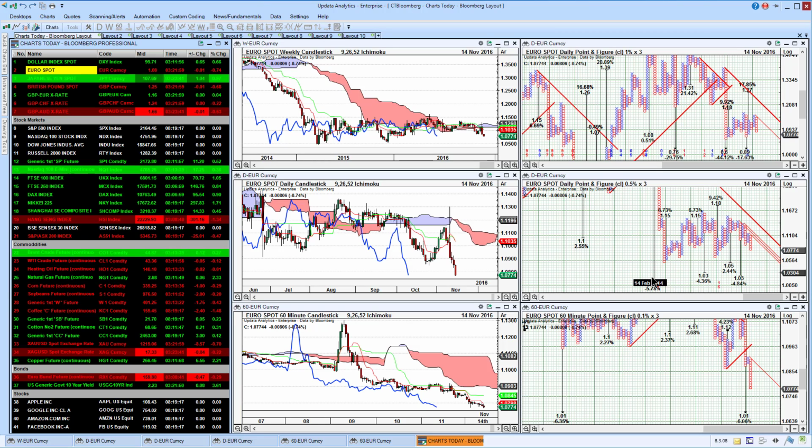But we've got all these downside targets here: 102, 103, 103, 105. Lots of targets clustering to these lower levels, so it really does look now very bearish for the euro.